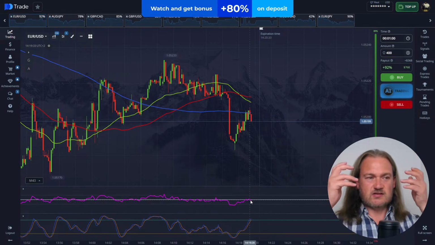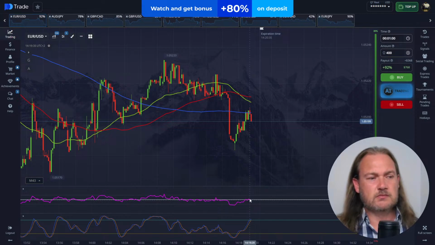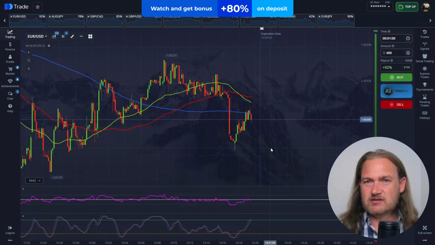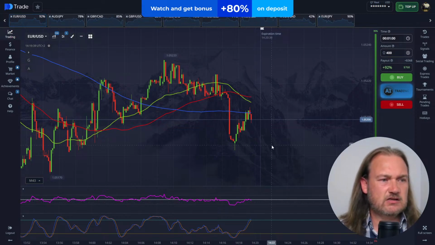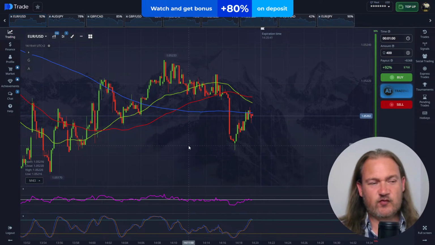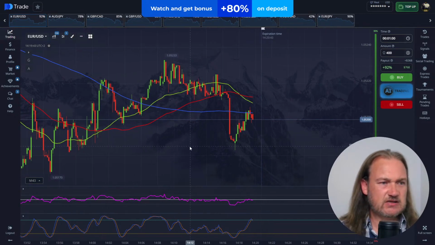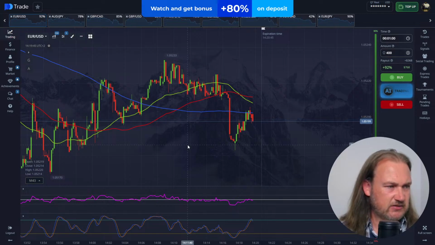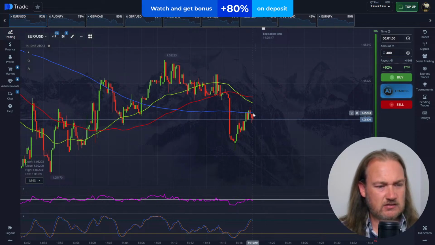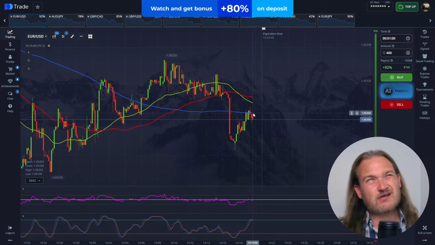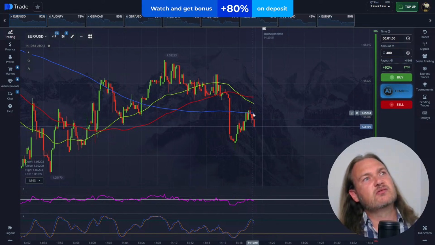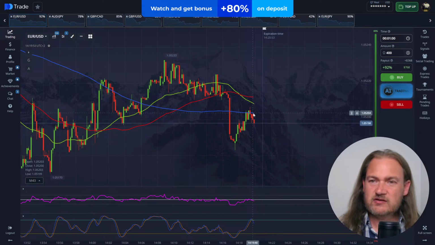If your entry doesn't look good, skip it. A lot of times people will force entries. It's not a good idea ever, really. You do need to, you know, how can I put this? Don't give in to FOMO.